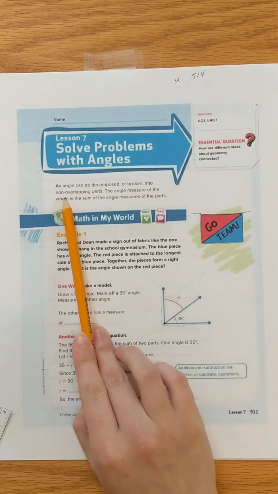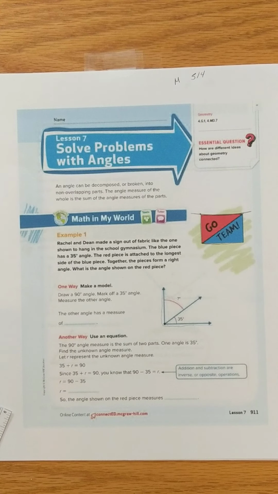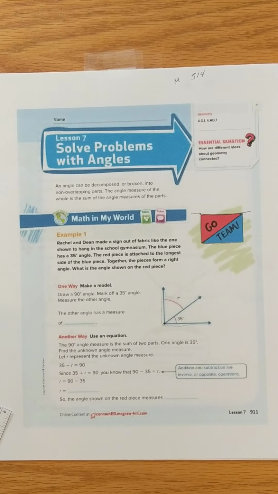I'm going to read at the top here. It says an angle can be decomposed or broken into non-overlapping parts. The angle measure of the whole is the sum of the angle measures of the parts. So that means the whole amount. In order to get to that, we're going to add smaller parts together. So go down to example number 1.